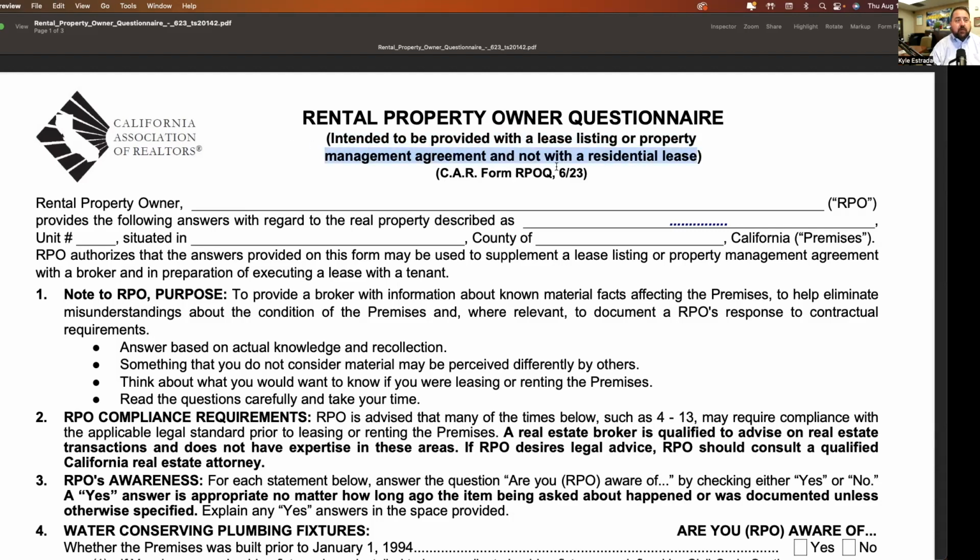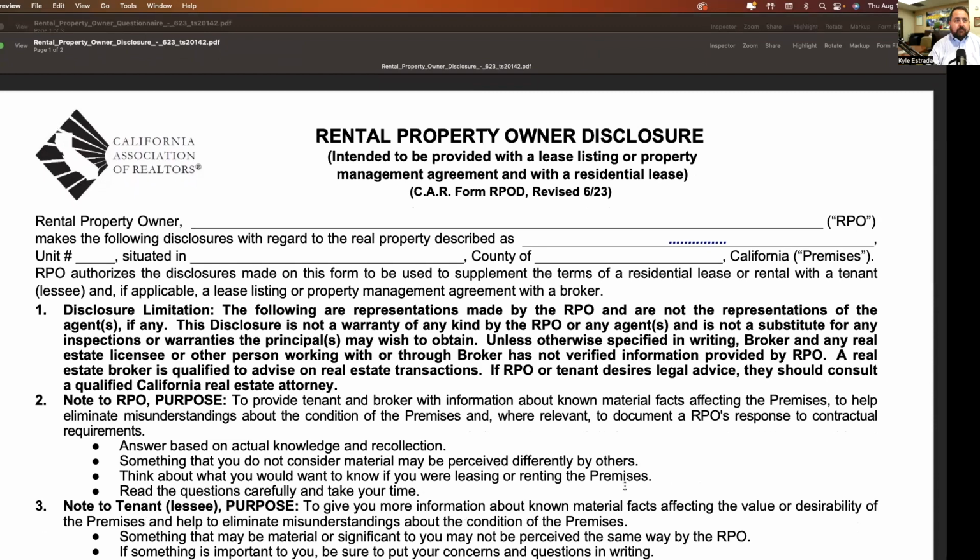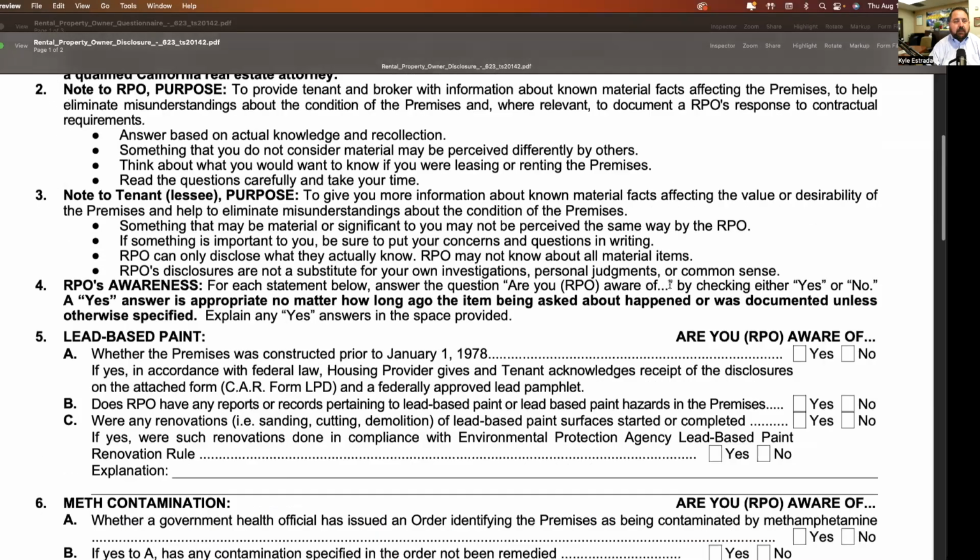it's called, or not with a residential lease. This one is only required if it's not done on a residential lease. It's a management agreement and things like that. That's the disclosure, the questionnaire that you would give. Okay. If you're doing a residential lease, right, where you're going to help them, you do this rental property. Okay. You do this one. Okay. So they're the same disclosure, they're just two different forms, but they're set up like an SPQ.